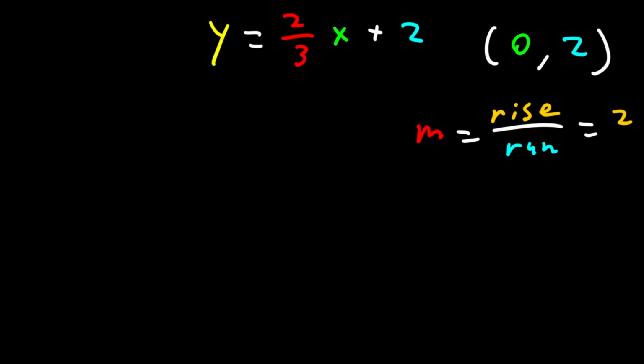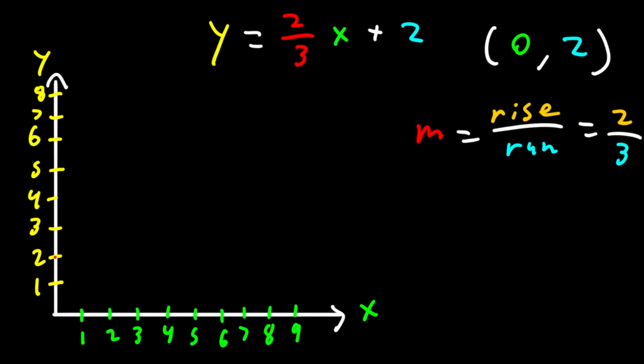So we're going to run 3 units. And every time we run 3 units, we're going to go up 2. So we're going to start at the first point, 0, 2. And now we're going to use rise over run. So we're going to run 3 units to the right. So we're running 1 to 3. And then we're going to go up 2 units. So we're going to go from y is 2 to y is 4.